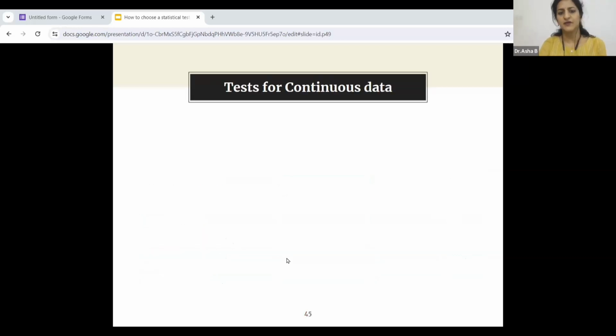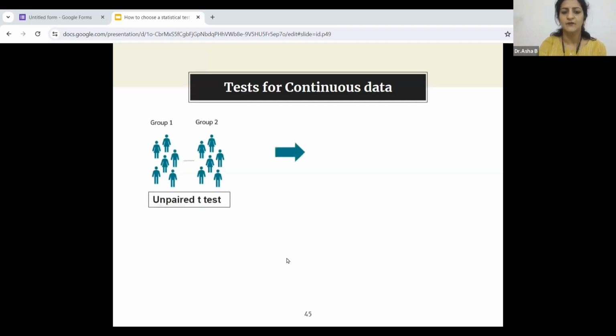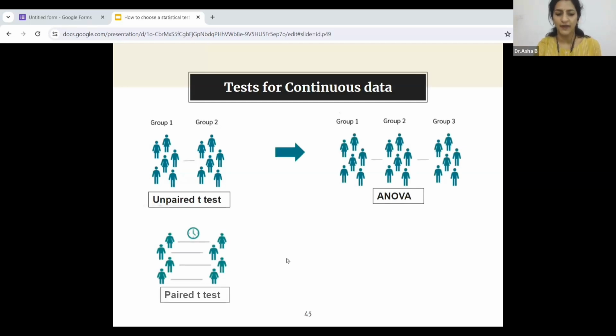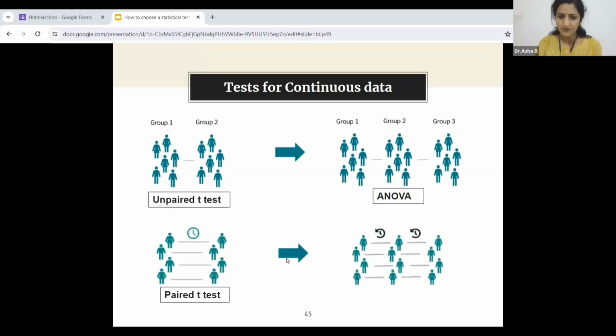To summarize the tests for continuous data: when we have two independent groups, we use the unpaired t-test. When we have three groups, we go for ANOVA. If we have two readings taken on the same subject, we go for the paired t-test. And if we have three or more readings on the same study subjects, we go for repeated measures ANOVA. These tests, unpaired, paired, ANOVA, and repeated measures ANOVA, are all parametric tests. If the data is not normally distributed, then we have a substitute for this: a non-parametric test.